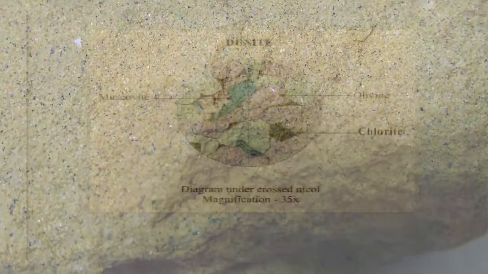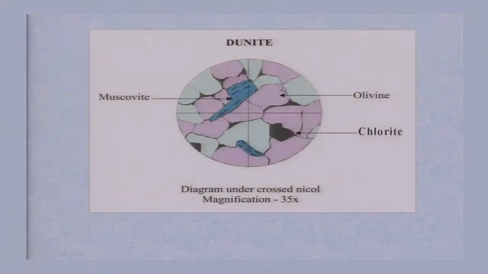Another rock I am citing here is dunite. Dunite is a plutonic rock, and it is a monomineralic rock. It contains 95% olivine. The olivine crystals are more or less anhedral in shape. Olivine later on altered into chlorite and later on into muscovite. This rock also shows a very typical texture, which is hypidiomorphic texture in some places.